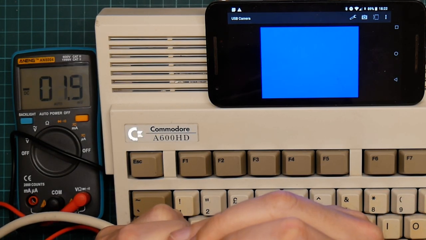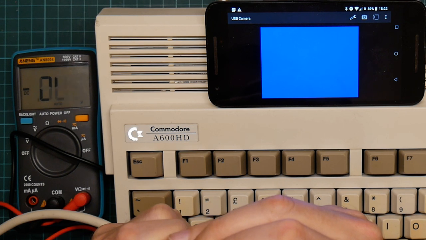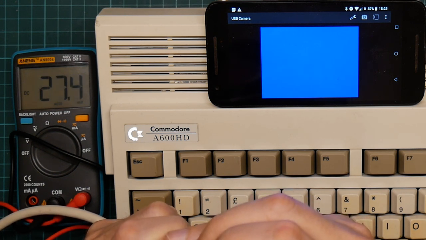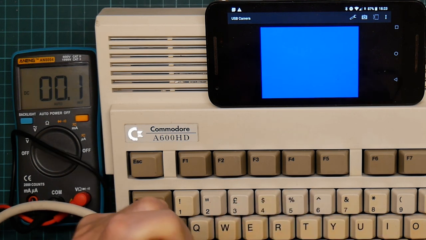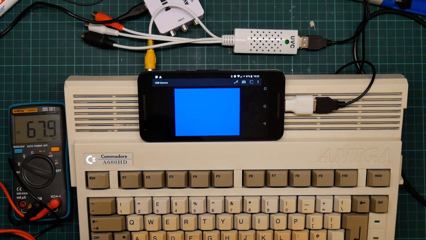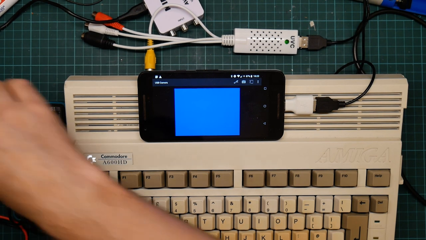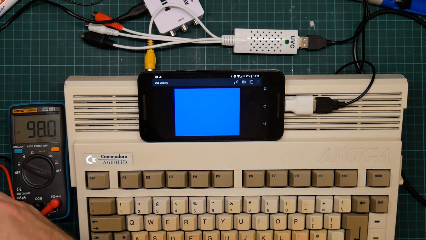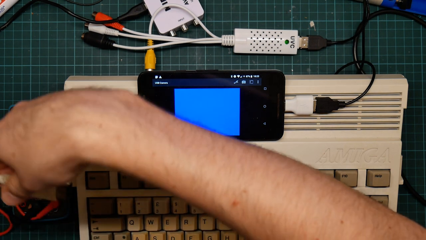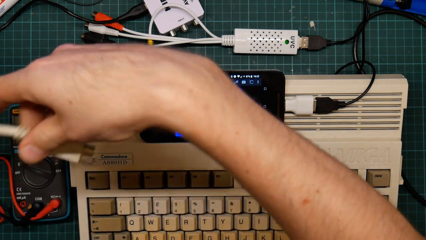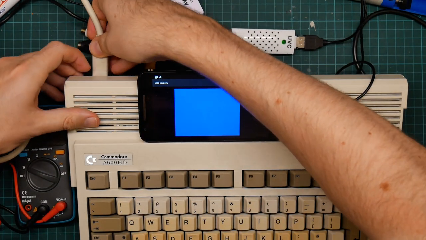DC. Not a lot. Not a lot. Not much. Very little, and nothing. Okay. So, nothing terrible seems to have happened, so let's turn that off again. Plug it into the computer and see what happens.